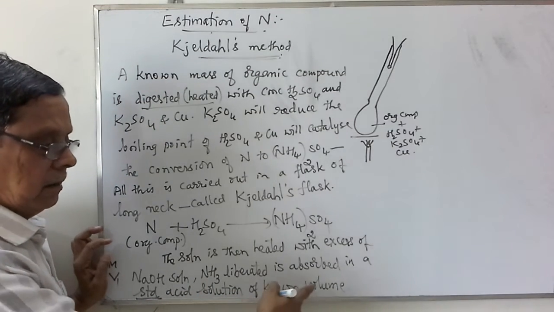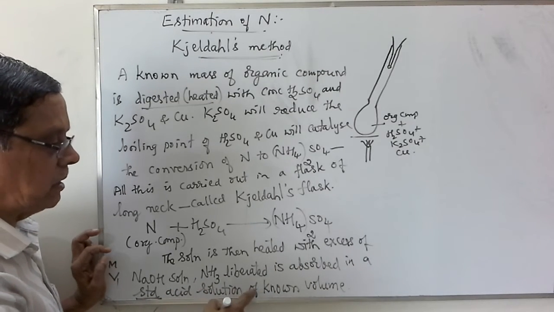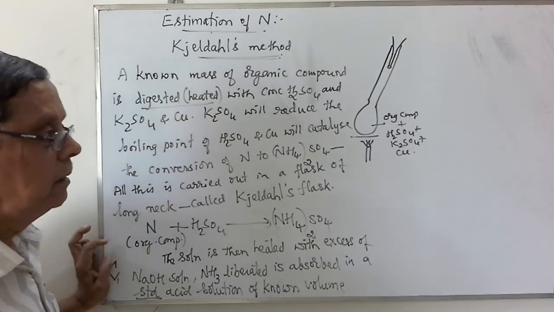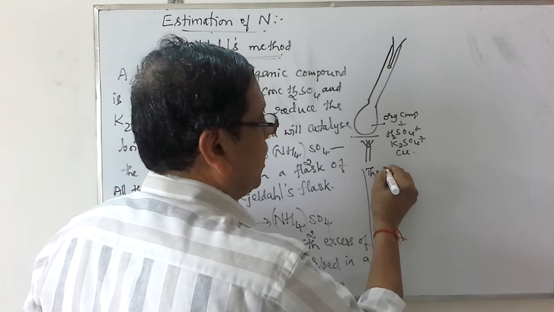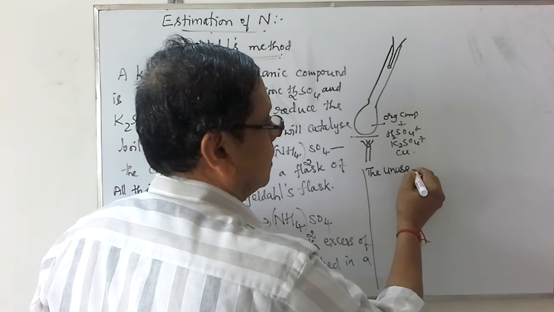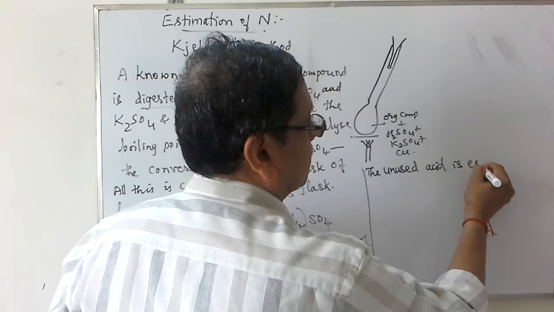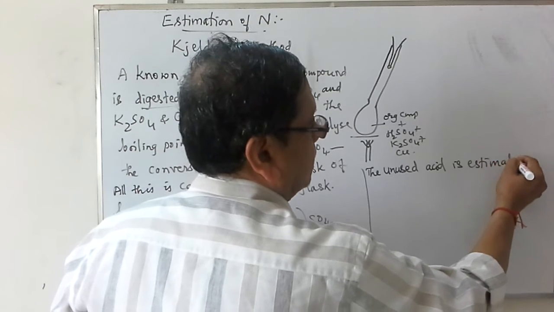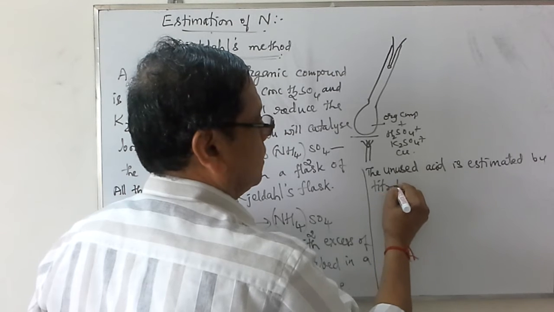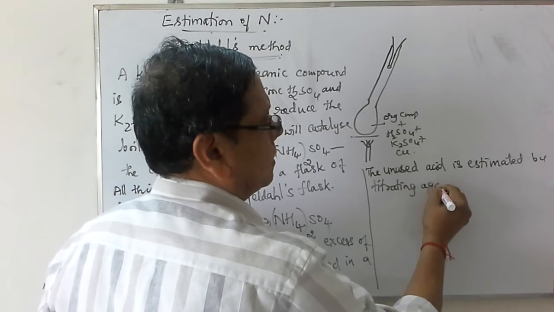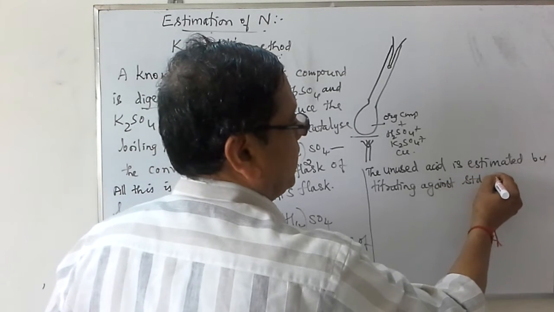Once again, the ammonia liberated is absorbed in a standard acid solution of known volume. Next, the unused acid is estimated by titrating against standard NaOH.